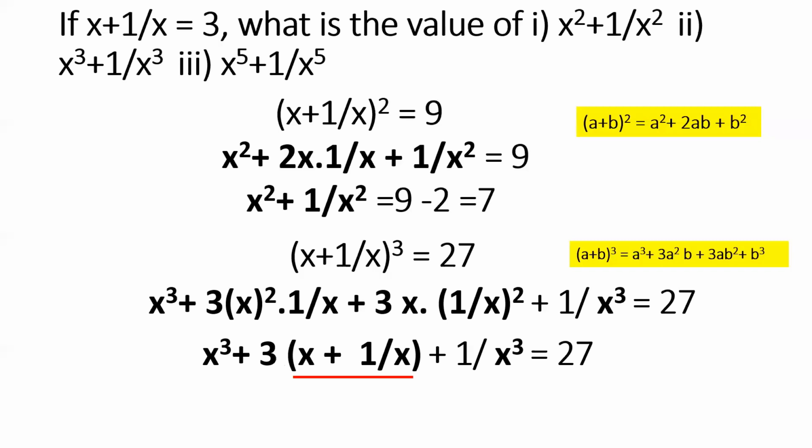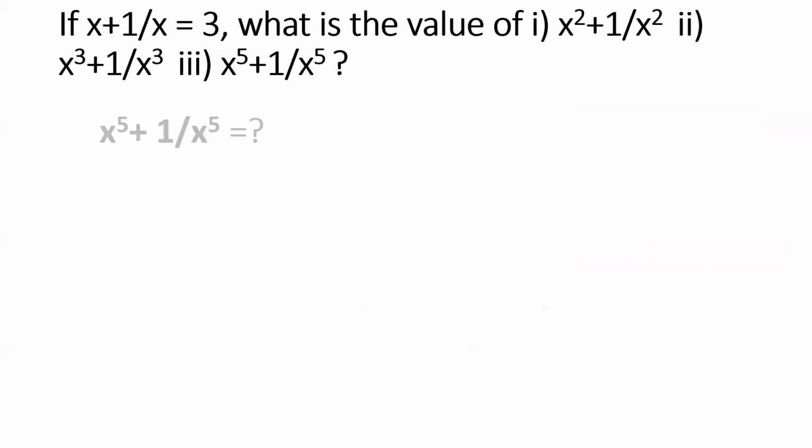Now, we already know what x plus 1 by x is because that's given. That's 3. And 3 multiplied by 3 gives us 9. Now, if we take 9 over to the right hand side, it will change sign. So it will become negative 9. And we'll have something like this. X cubed plus 1 by x cubed is equal to 27 minus 9, and that comes to 18. So that's what the problem asks. What's the value of x cubed plus 1 by x cubed? So that's 18.